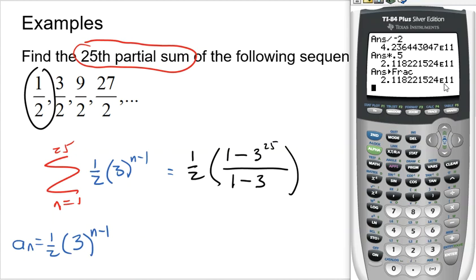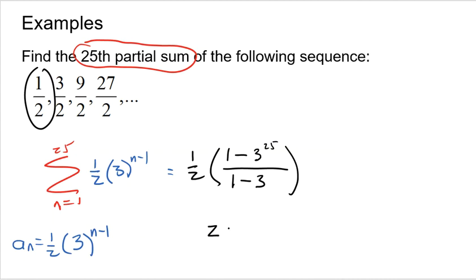But then don't forget, this number is getting bigger and bigger. I'm multiplying by 3, multiplying by 3. So this number is going to get big fast. So again, notice it says e to the 11. That means I got to move the decimal 11 times to the right. So if I move it 11 times to the right, that's 1, 2, 3, 4, 5, 6, 7, 8, 9, 10, 11. So that's actually 3 more zeros.